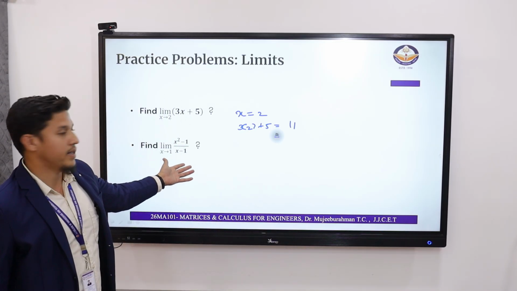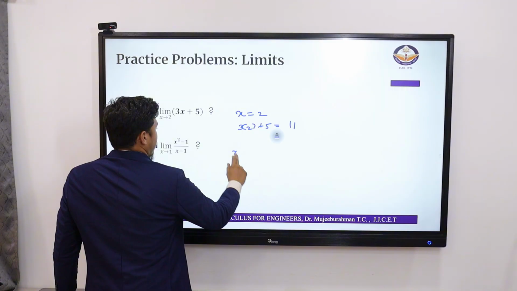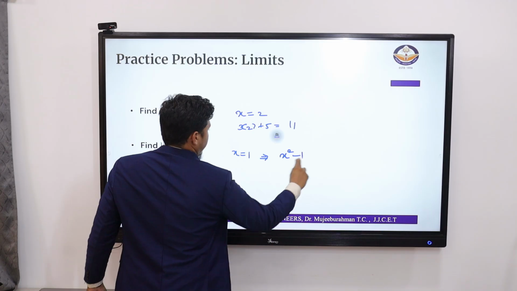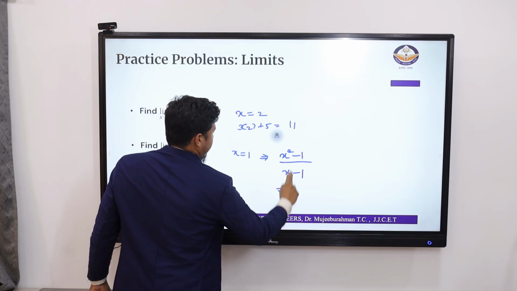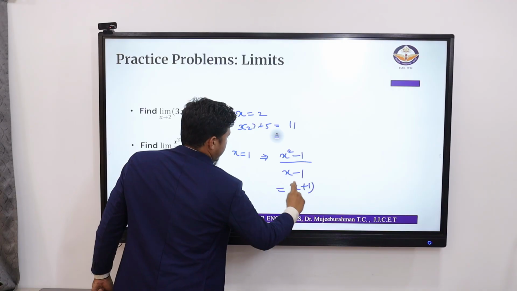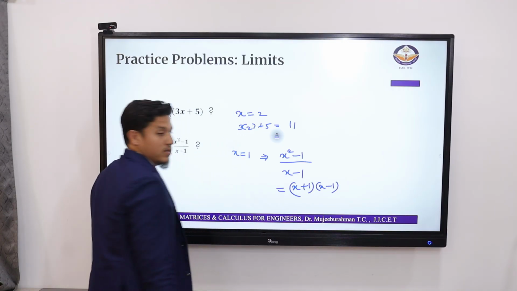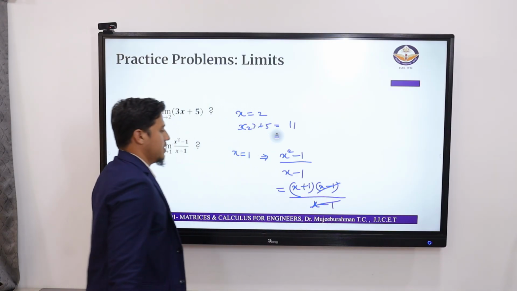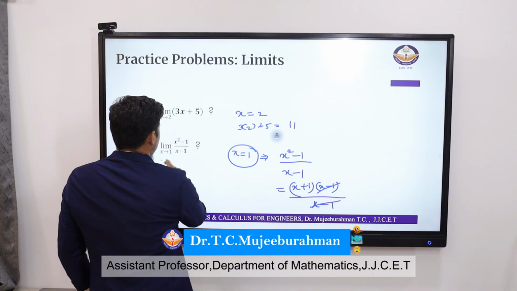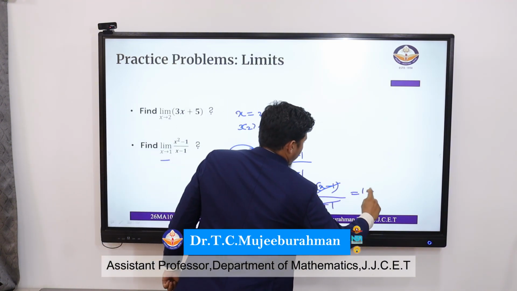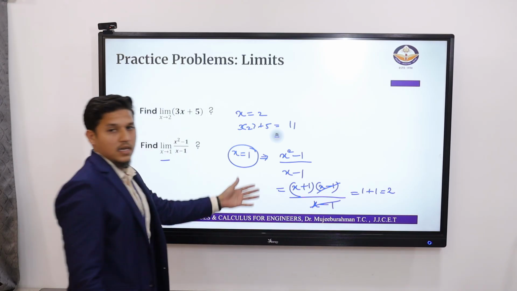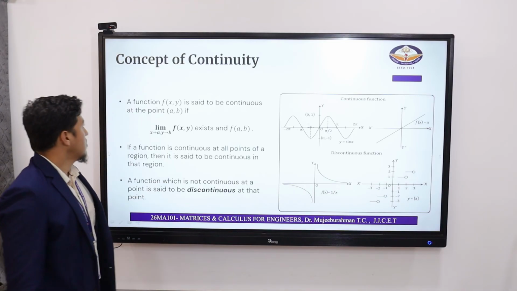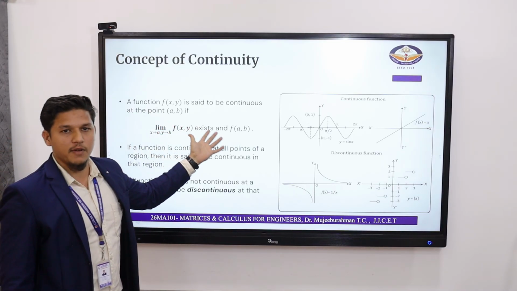Similarly, the next question is, what happens when x tends to 1? In this question you can solve it like x square minus 1 divided by x minus 1, where we can split x square minus 1 as x plus 1 into x minus 1 by using the formula a plus b into a minus b, divided by x minus 1, where we can cancel x minus 1. Now substitute x equal to 1, because that is our limit, which will give us 1 plus 1 equal to 2. So this is our limit point. Understood? Okay.